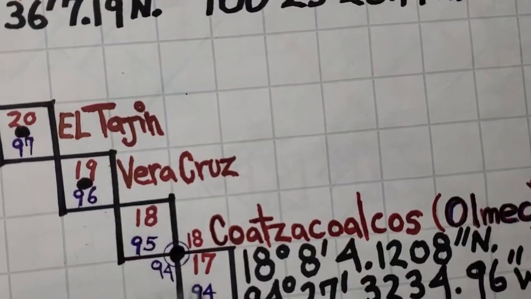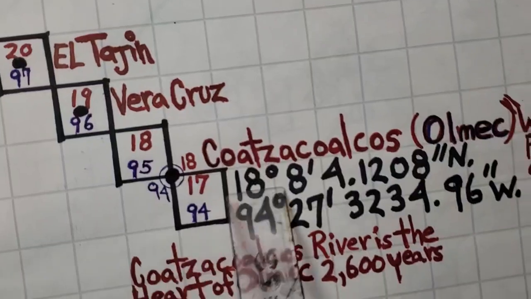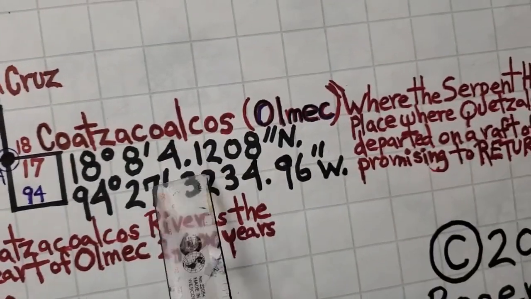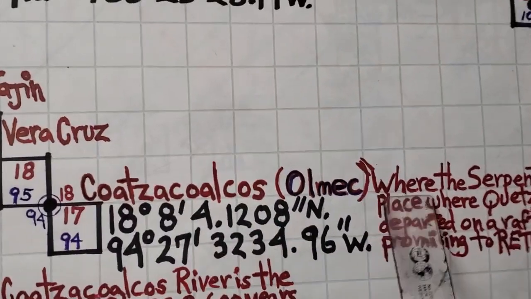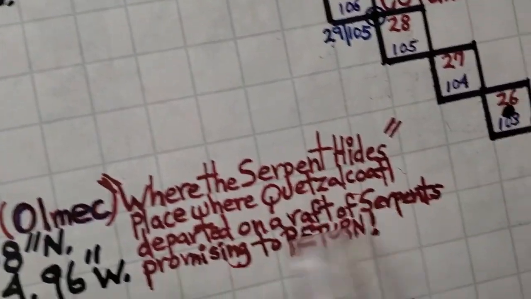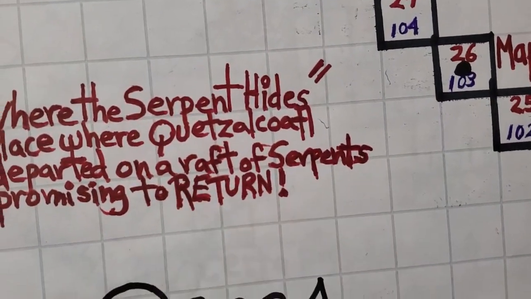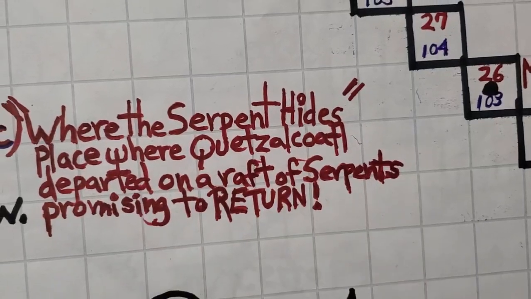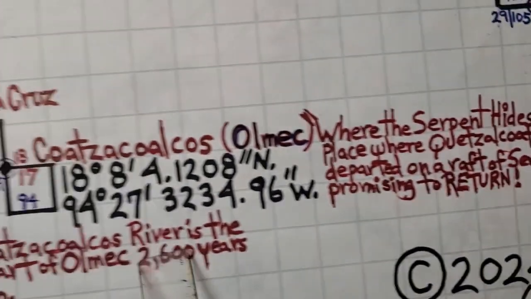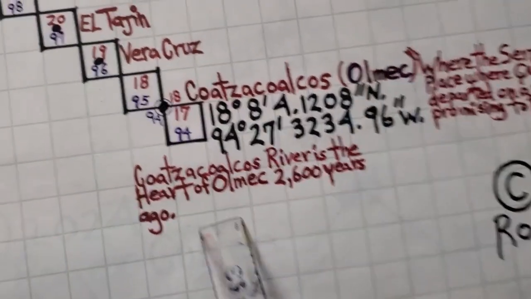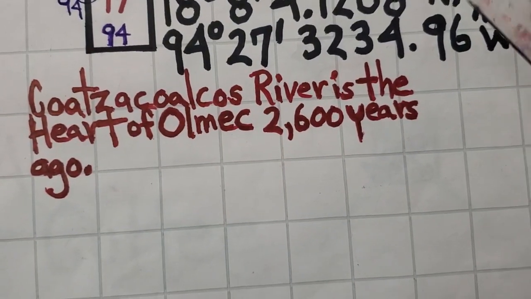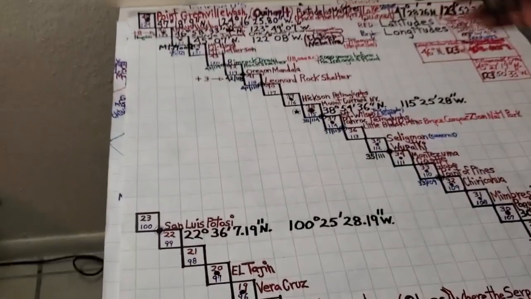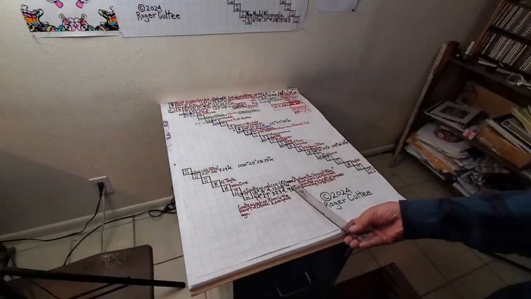You keep going to 18, and then you get down to 18.94, Coatzacoalcos. 18.94, which is where the serpent hides, the place where Quetzalcoatl departed on a raft of serpents and promised to return. It goes to the Coatzacoalcos River. It's the heart of Olmec, and it's 2,600 years old. It goes from Quinault to Olmec.